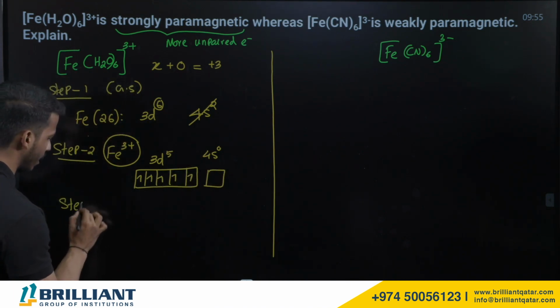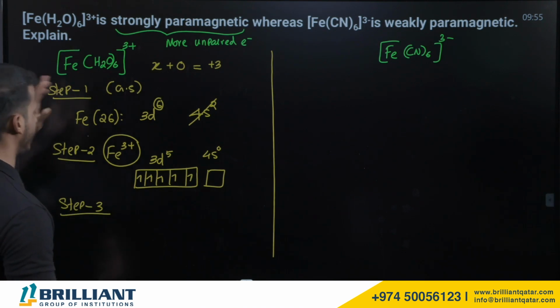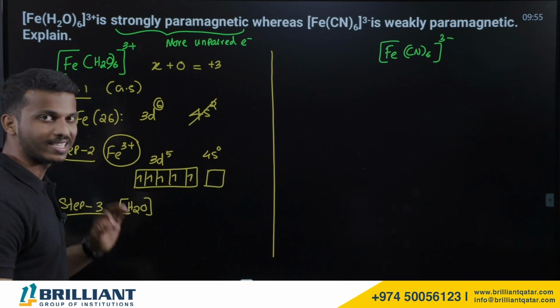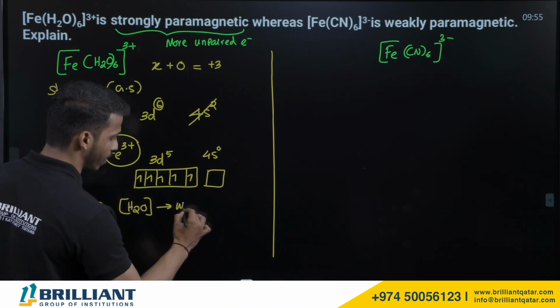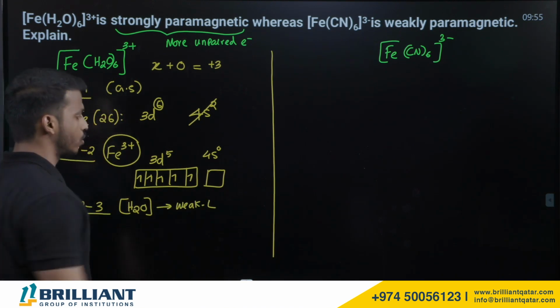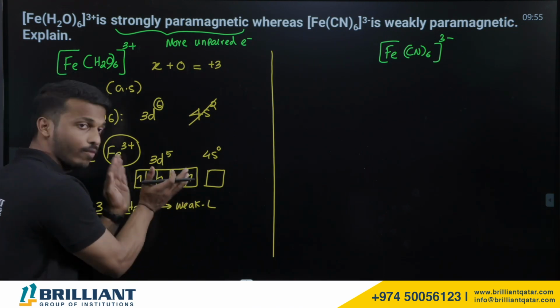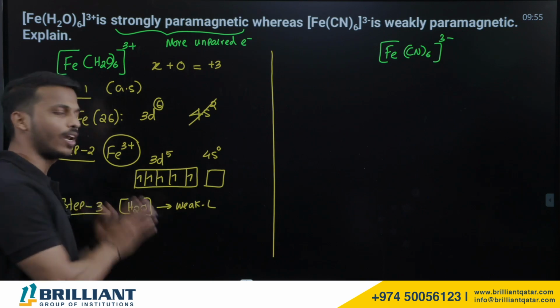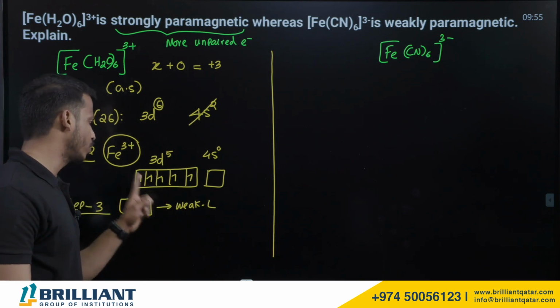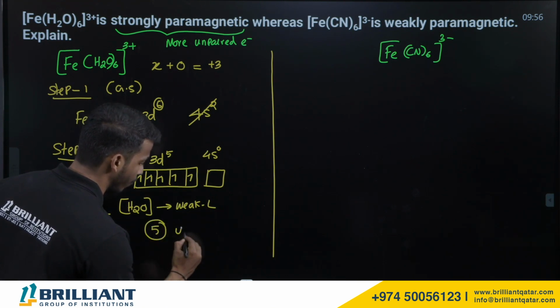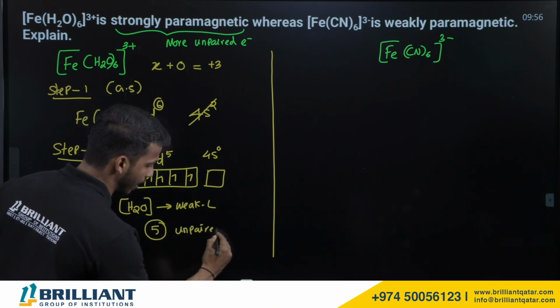Step number 3, let us check what type of ligand is given. Water. Water in common cases acts as a weak field ligand. Weak field ligand means no pairing happens, right? No pairing happens, so it is the same as in the previous step. So how many unpaired electrons are there in total? 1, 2, 3, 4, 5. Five unpaired electrons are there.